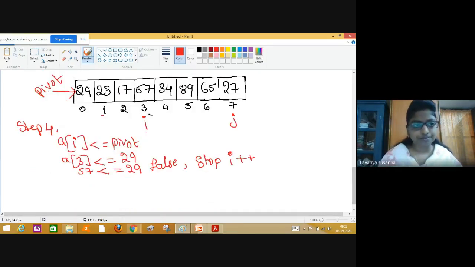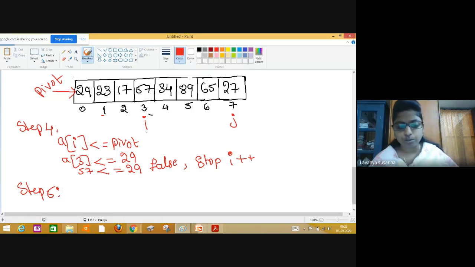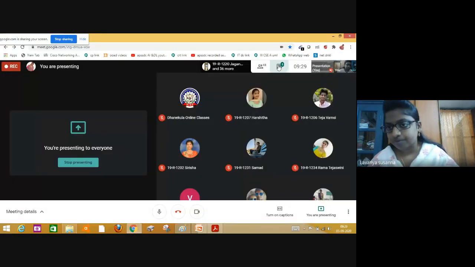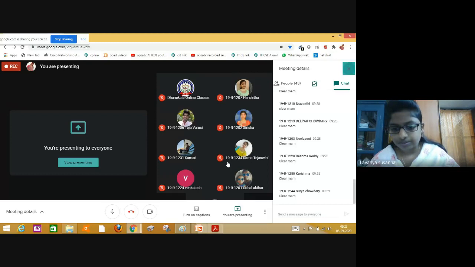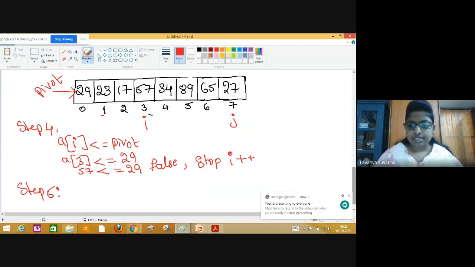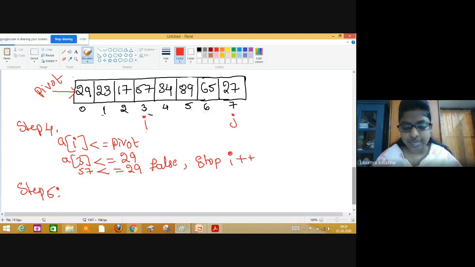Step 5. Write down step 5. I hope you understood. I is stopped. When I is stopped, you need to move J. How to move J? Let us see how to move J. If you want to move J towards the left, that means you need to decrement, right? First J is 7, next J must be 6, next 5. That means you need to decrement. Now you need to move J because I is stopped.